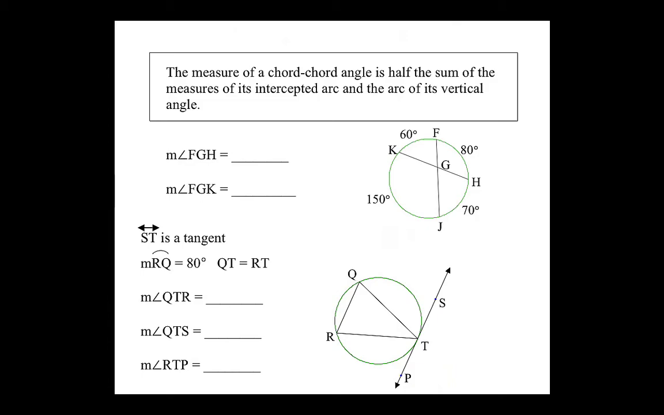How this works is the measure of a chord-chord angle is exactly half the sum of the intercepted arc and the arc of its vertical angle. So you got to be very careful with this.